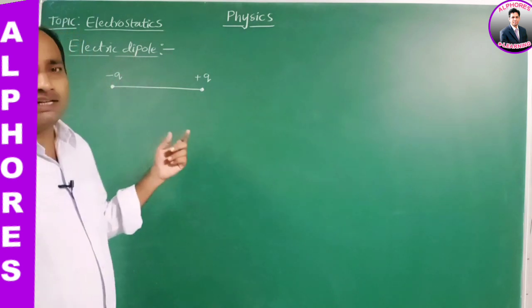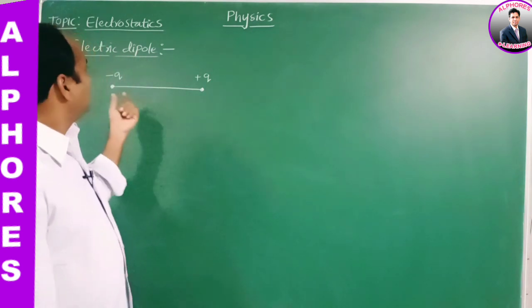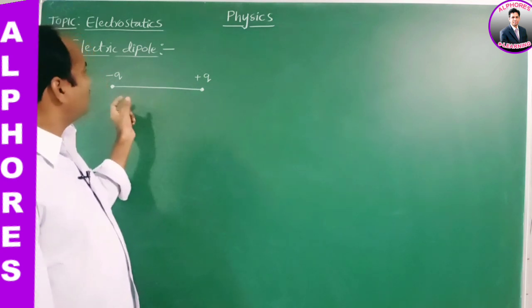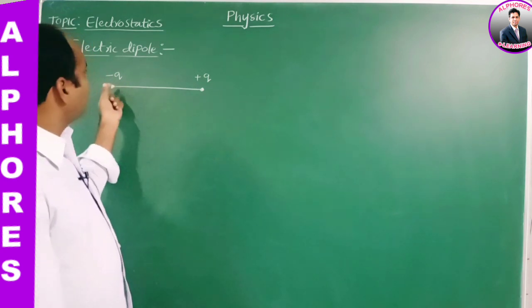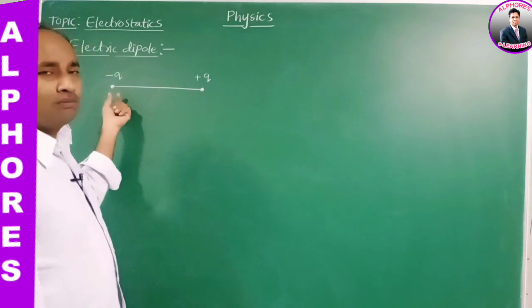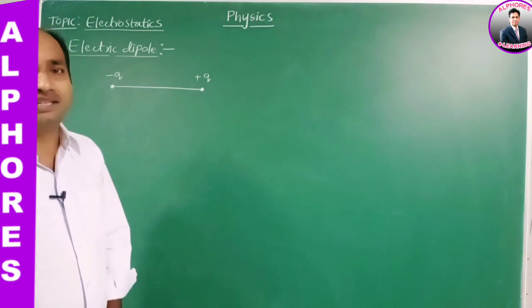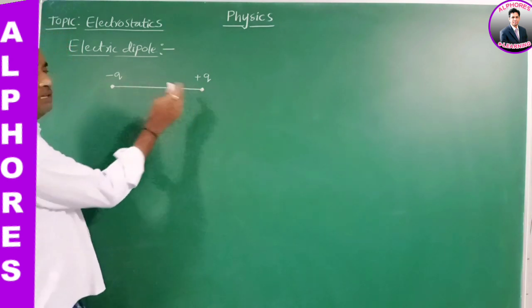What is an electric dipole? It is a system of two charges. An electric dipole is a system of two charges having equal magnitude and opposite signs, separated by a certain distance.